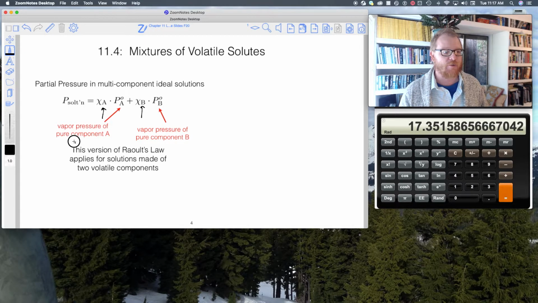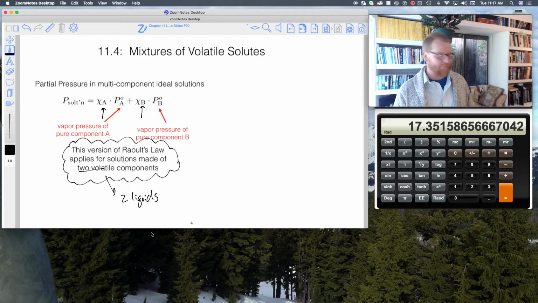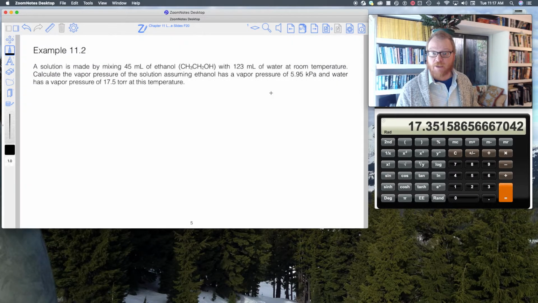Okay, so again, this version of Raoult's law applies to solutions made of two volatile components. So basically, what that means is two liquids, if I mix two liquids together. Okay, so let's do a sample calculation. So a solution is made by mixing 45 mL of ethanol, so that's alcohol, with 123 mL of water at room temperature. Calculate the vapor pressure of the solution, assuming ethanol has a vapor pressure of 5.95 kPa, kilopascal, and water has a vapor pressure, so the same 17.5 torr.